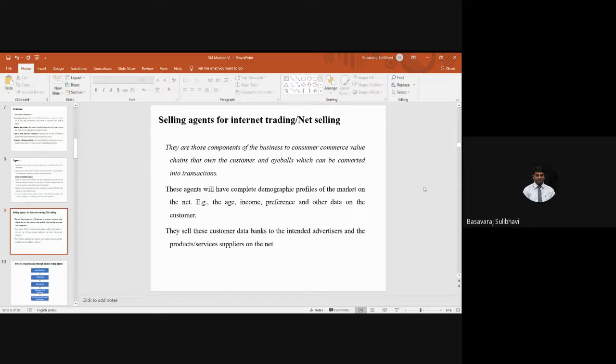These agents will have a complete demographic profile of the market on the net, for example customers' age, income, preferences, and any other data which they identify and record over time. This is sold to any buyer or supplier who requests the database to reach targeted customers. So they sell the customer data to the intended advertisers and the product and service suppliers on the net.